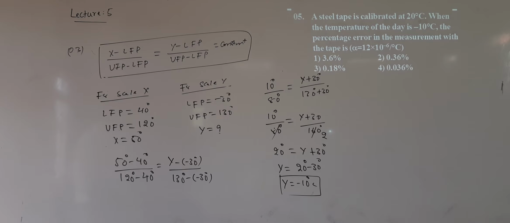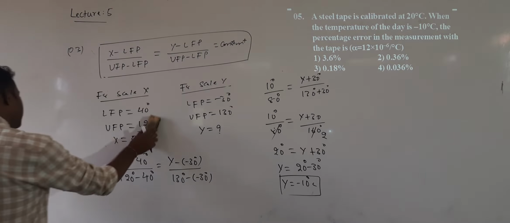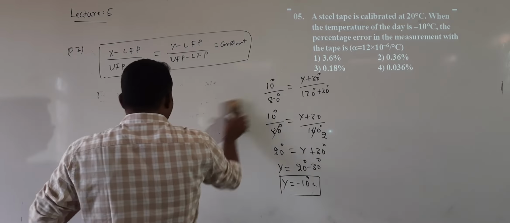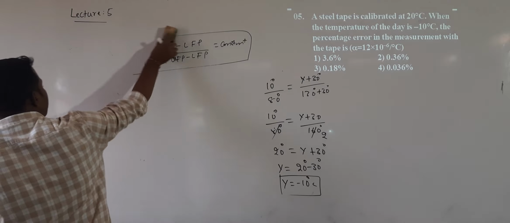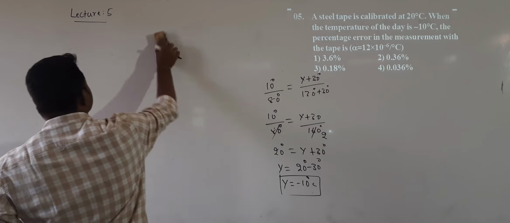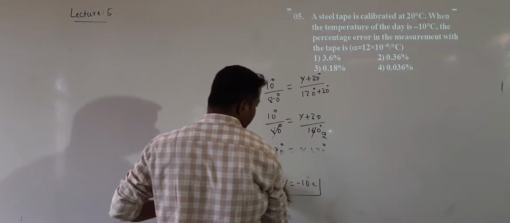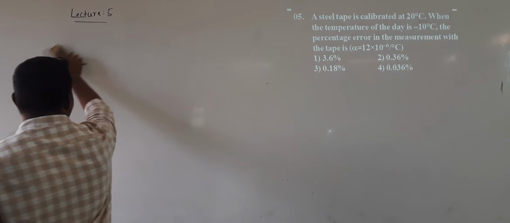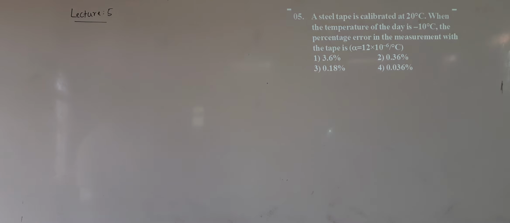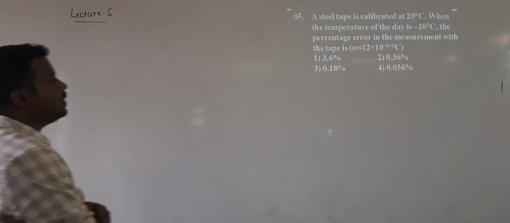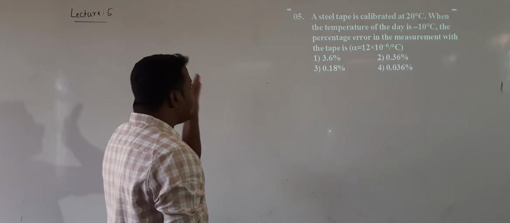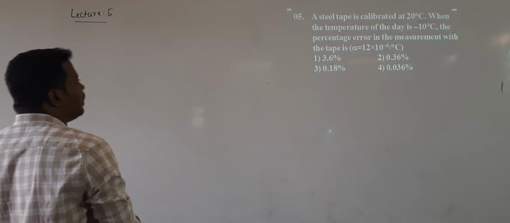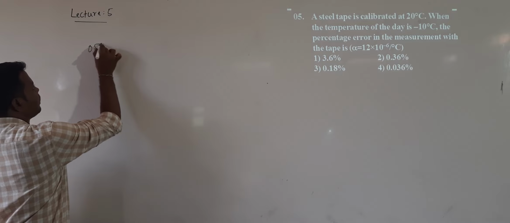Next one, question number 5. So the thermometer questions are over. What is question number 5? A steel tape is calibrated at 20 degrees Celsius. When the temperature of the day is -10 degrees, the percentage of error in the measurement of the tape is?